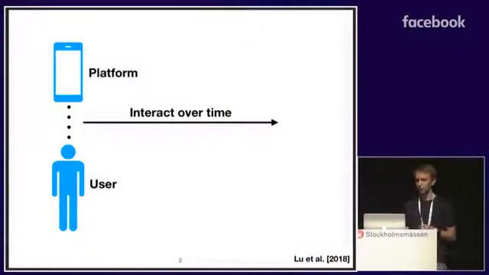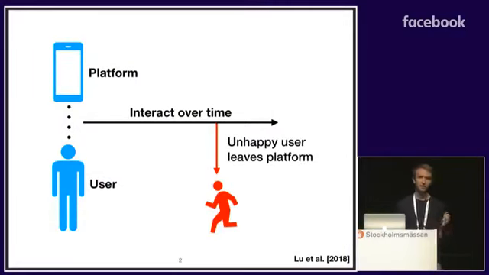So when we think about learning with abandonment, this is what we have in mind. Think about a platform that interacts with the user, and through that interaction is able to learn about the user's preferences over time. But there's a risk. The risk is that if the algorithm upsets the user, then this user will leave the platform, and that is something the platform wants to avoid.